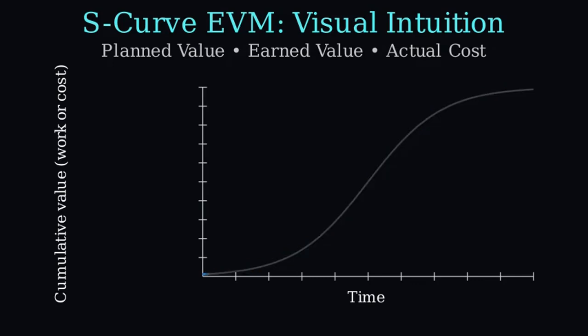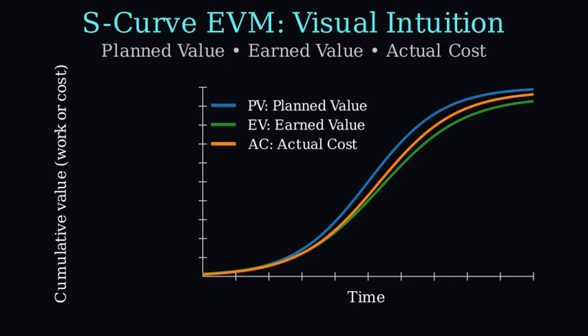On an S-curve in earned value management, we watch three lines. Plan value is your budget plan over time. Earned value is the value of the work actually completed so far. Actual cost is what you actually spent. We will draw plan value first, then earned value, then actual cost.